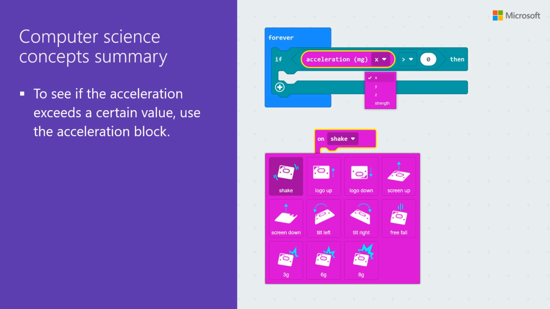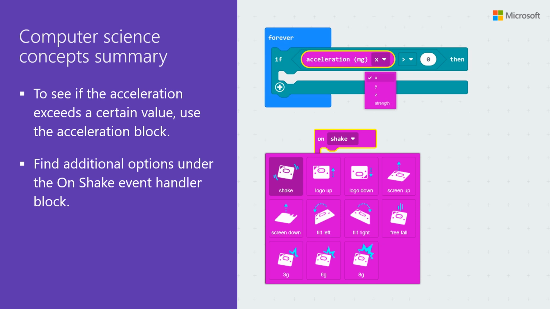And you'll notice that you can have access to an acceleration block, and you can use it in a logic block like an if statement to test if the acceleration exceeds a certain value. You can also use an event handler, such as on shake. And if you click the pull-down menu on shake, you'll notice that the different kinds of acceleration are all listed here. So logo up, logo down, screen down, and so forth.